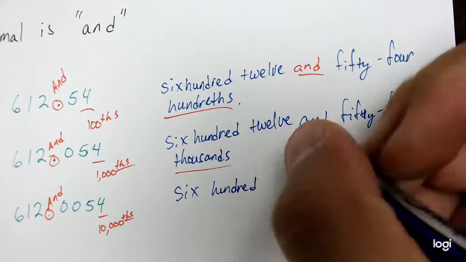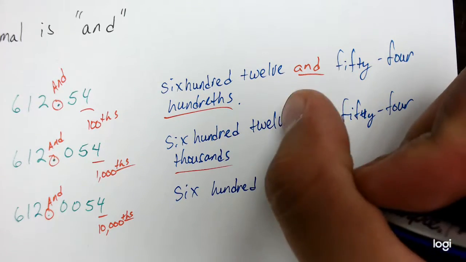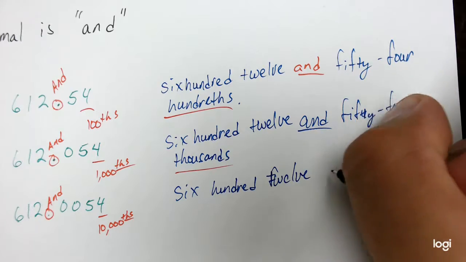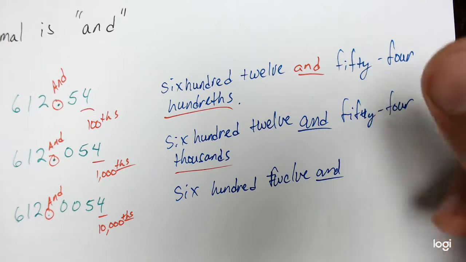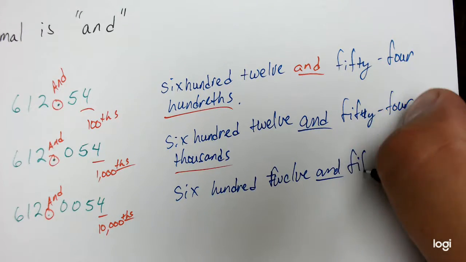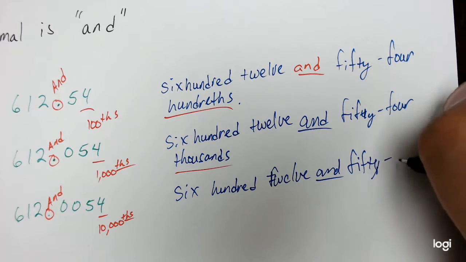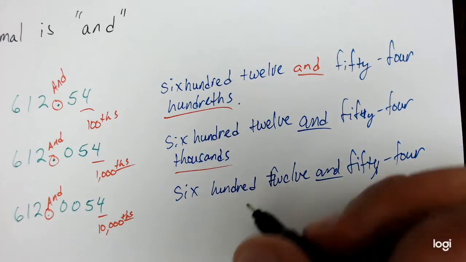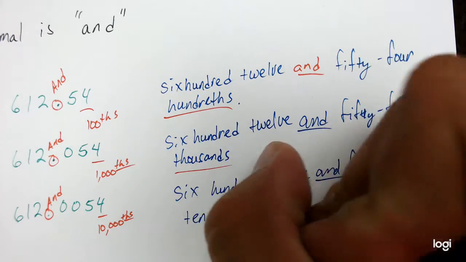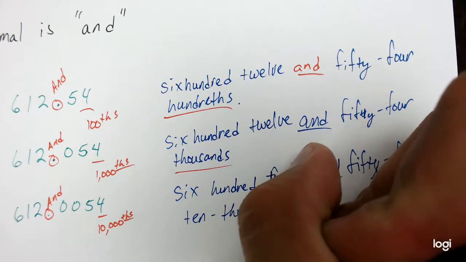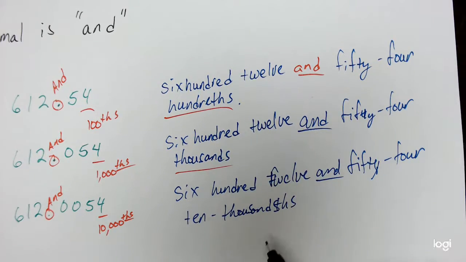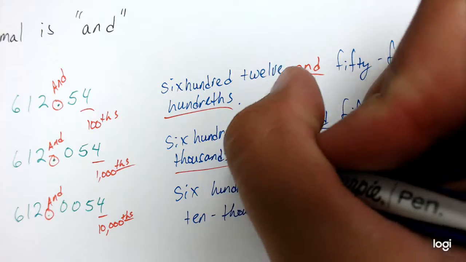612 and 54, and then the last word would then be ten thousandths to show the place value. Ten thousandths. Whoops, I need my THS. There, ten thousandths. Oh, I made the same mistake up here, thousandths.